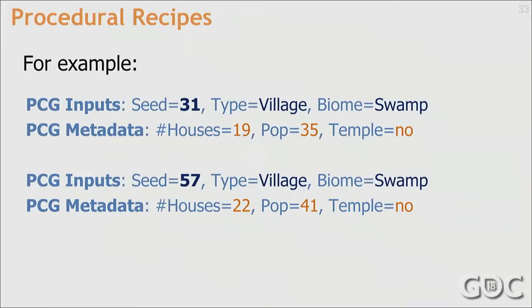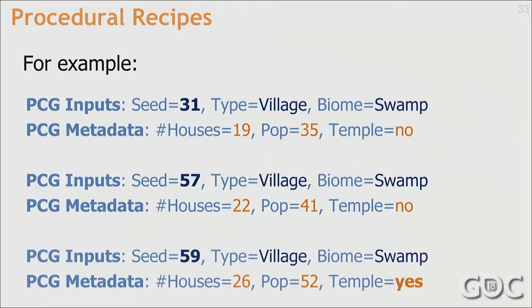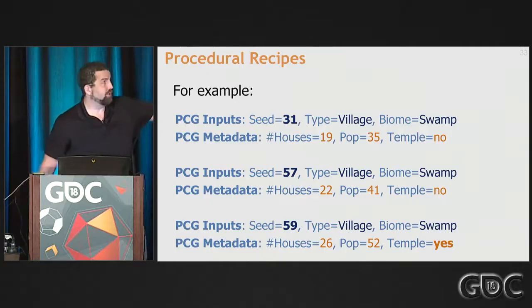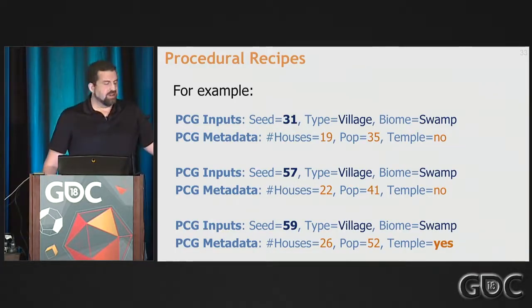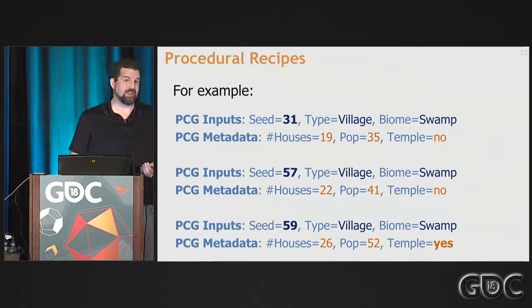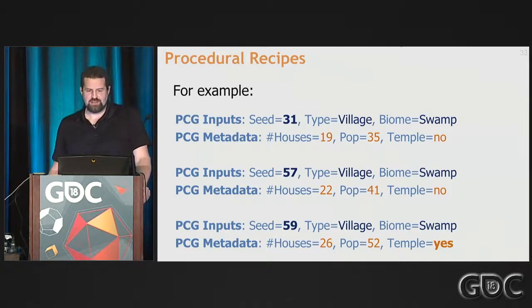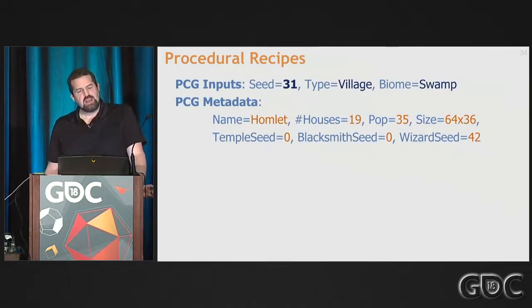This one has more houses, more population, 59, also has a temple. And maybe if these are the only 3 seeds in my recipe book, which we'll talk about in a minute, then maybe that implies that seeds 0 through 30 were bad, right? And 58 was bad. So we only wrote down the valid ones.